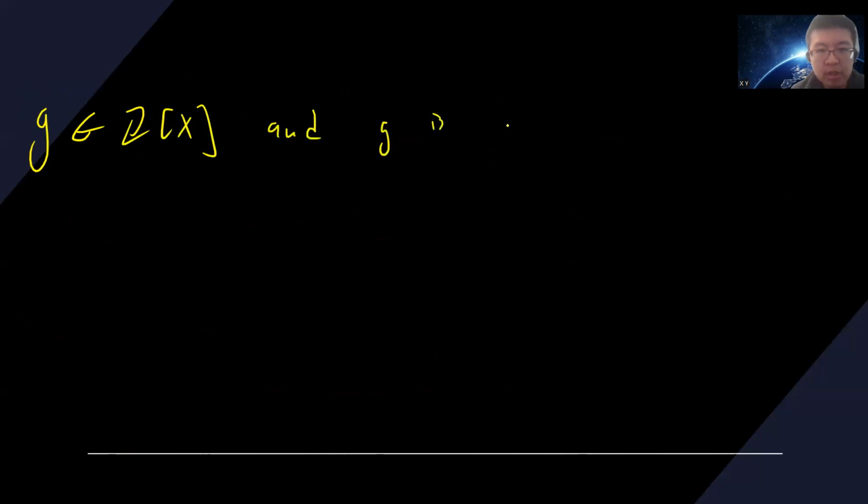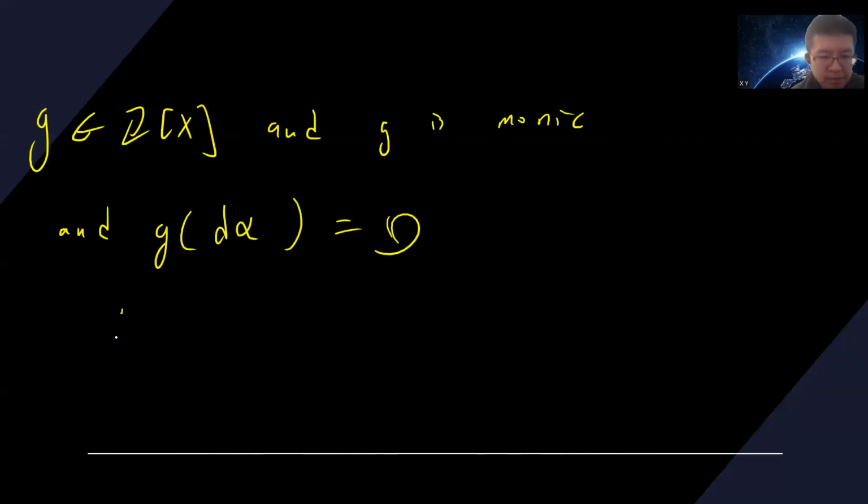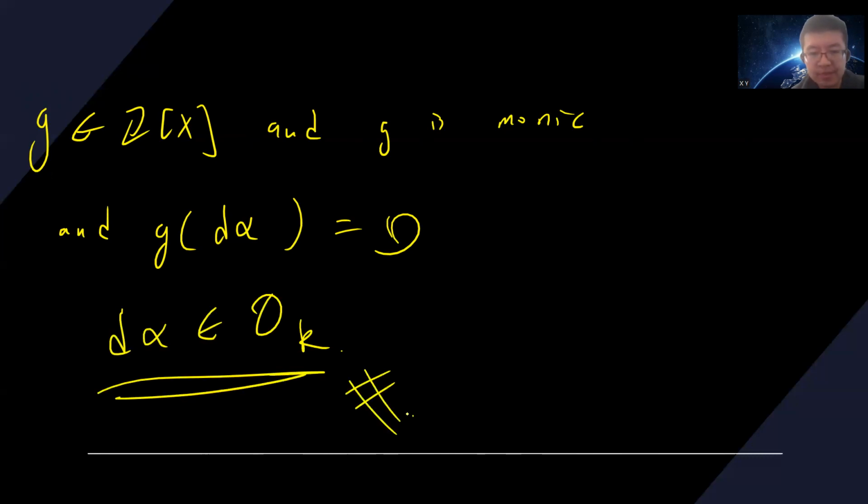Okay, so G is a polynomial in x, and G is monic, and G of alpha D is 0, because of the substitution x divided by D. So alpha is the root of f, so alpha D is the root of G. So alpha D will be an algebraic integer.